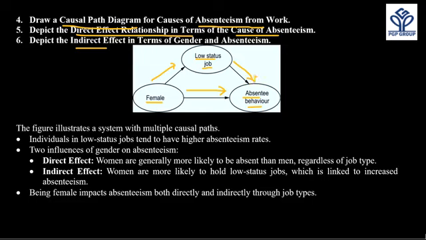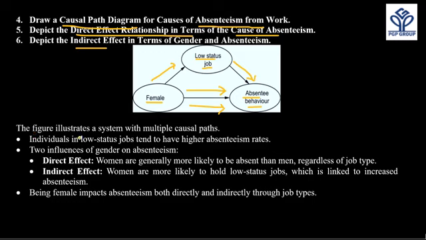So what does it mean? Here, female employee is a variable, low status job is a variable, absenteeism behavior is a variable. So female employees directly have the impact. It's a direct relationship or direct effect on the absenteeism. And the indirect effect you can see here: the indirect is through the job status. So this is a very simple causal path diagram. The explanation is given here.